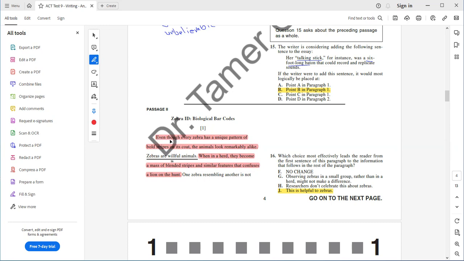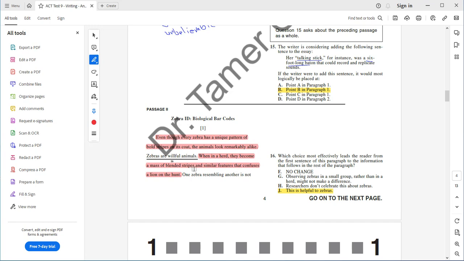Though every zebra has a unique pattern of bold stripes on its coat, the animals look remarkably alike. So now he's talking about the shape of the zebra. Let's read here. When in a herd, they become a mass of blended stripes and similar features that confuse a lion on the hunt. Aha. So now he's talking about when the zebras are together, they make similar features of those kinds of stripes that confuse the lion if you want to hunt them.